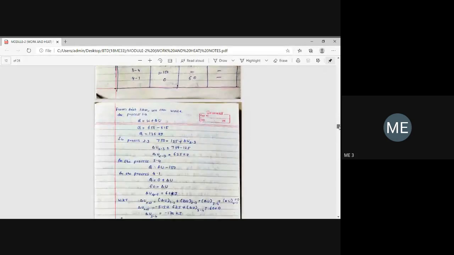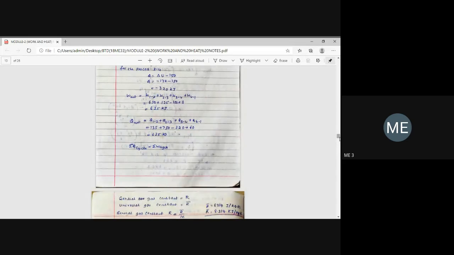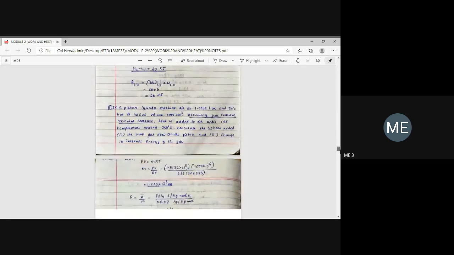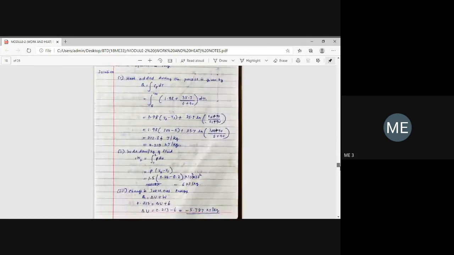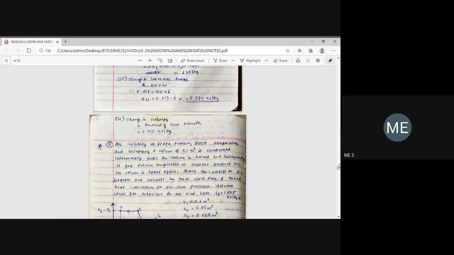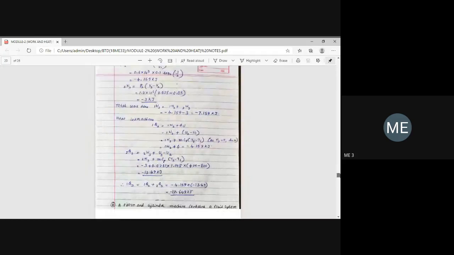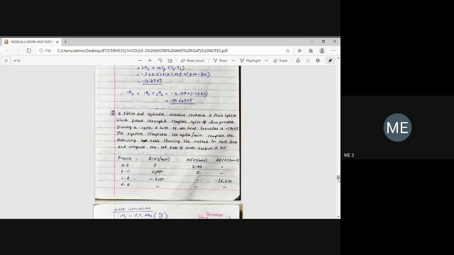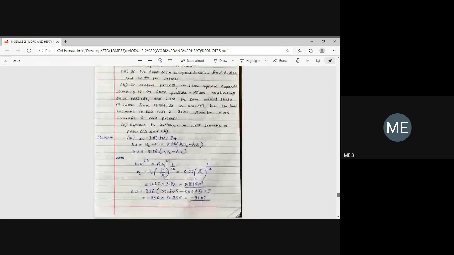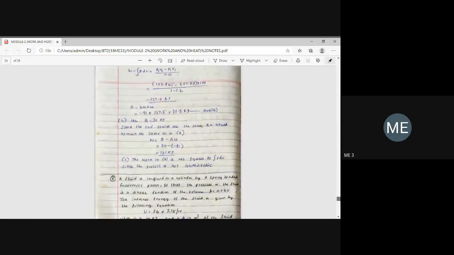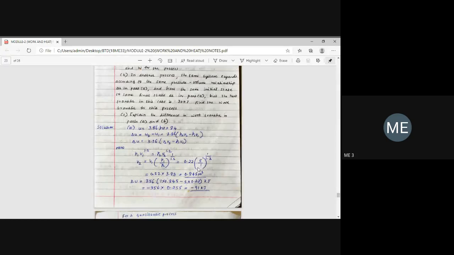I'll do one numerical problem on heat transfer, how to find out heat transfer. So I'll explain one important problem. Such kind of problem will be asked in every examination.